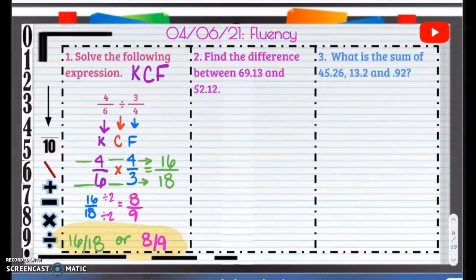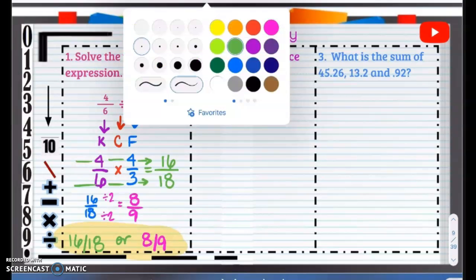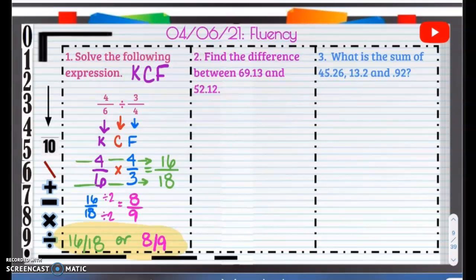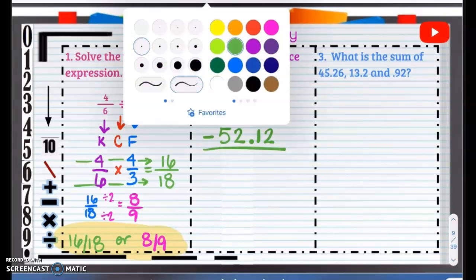All right, difference. When we find the difference, that means we're subtracting and we have to line them up. So if we have 69 and 13/100ths, we're going to subtract 52 and 12/100ths. And now we can subtract.